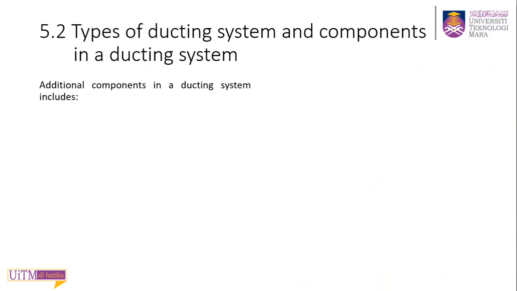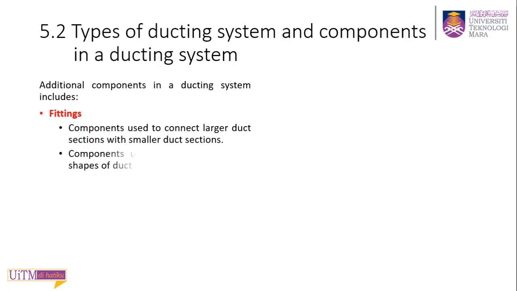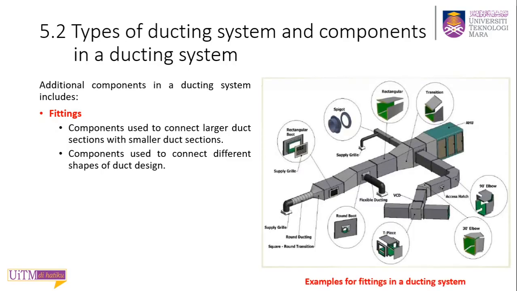Additional components in a ducting system are fittings. Fittings are components used to connect ductworks, which are either different in size or shape. Examples of fittings commonly used in an air distribution system can be seen in the figure given.